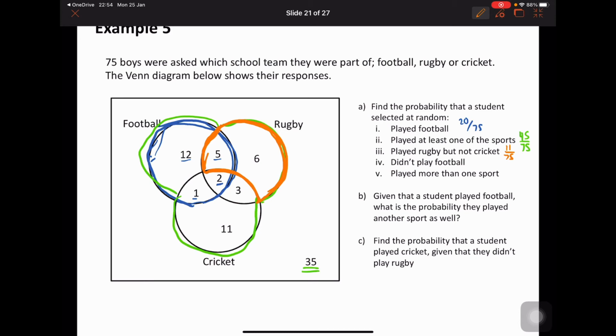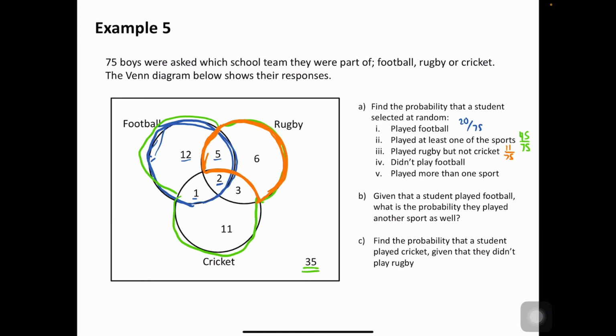Didn't play football. So again, it would be the region outside that blue circle, which I highlighted a few minutes ago. And it would be easier to just do 1 take away 20 over 75. And that would give us 55 over 75.